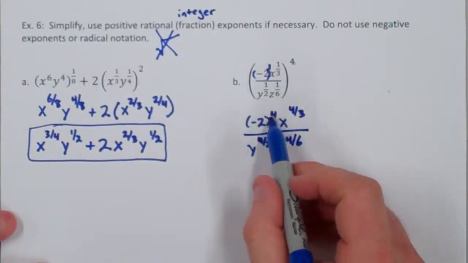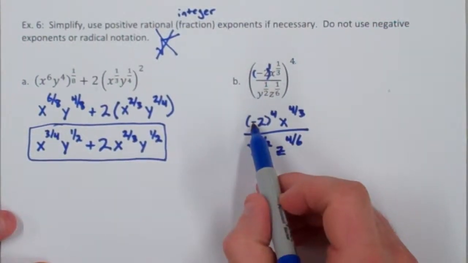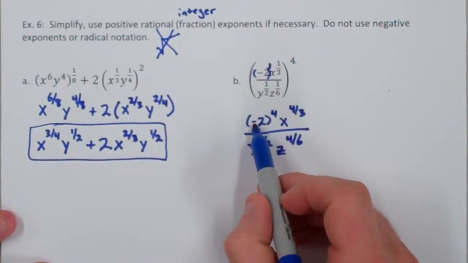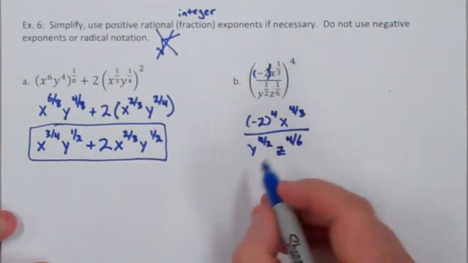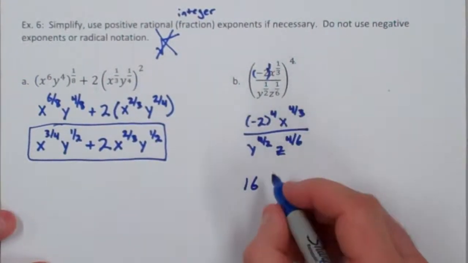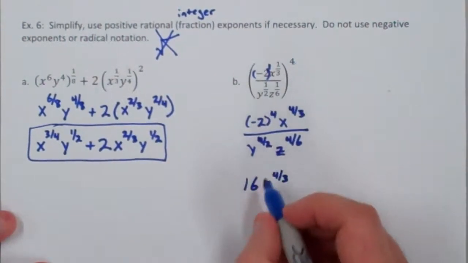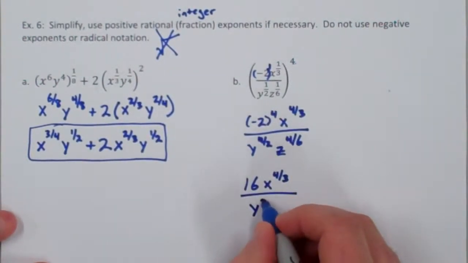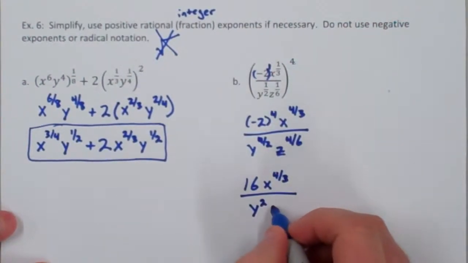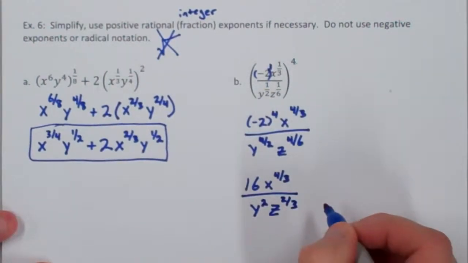The only thing left to do is to go ahead and do this math part right here, -2 to the 4th power. It's negative times negative times negative times negative, which is totally positive, and 2 to the 4th power is 16. X to the 4 over 3, can't really do anything with that. That's all good to go. 4 divided by 2 though, that's 2, so it's going to be y squared. And then z, 4 over 6, is just 2/3.